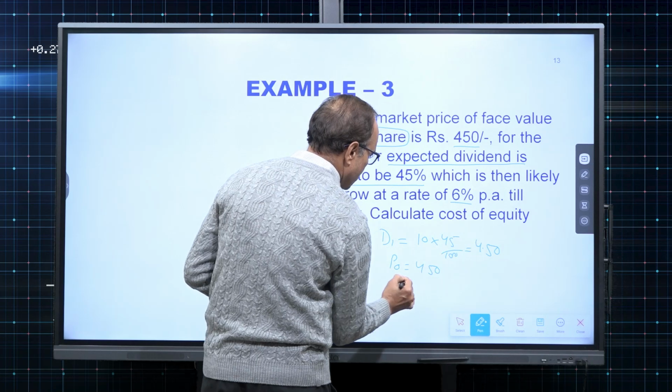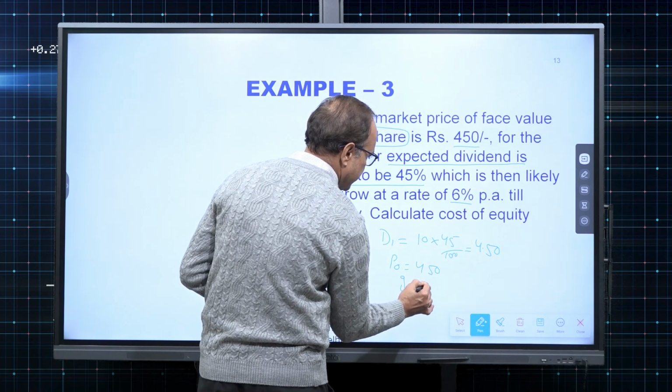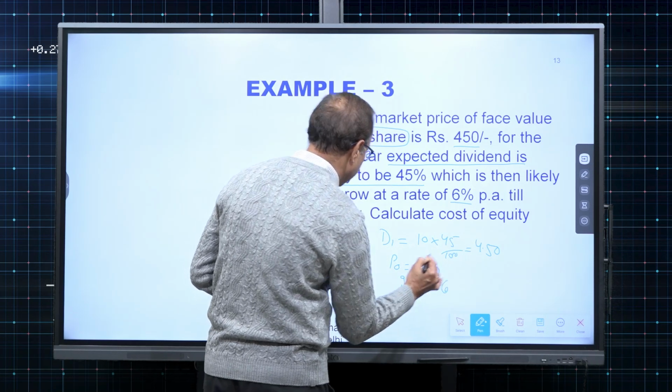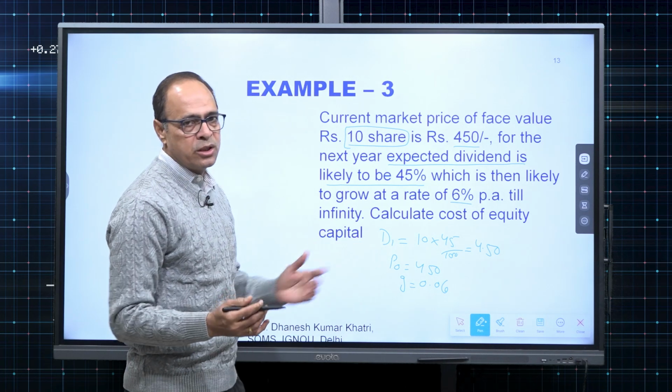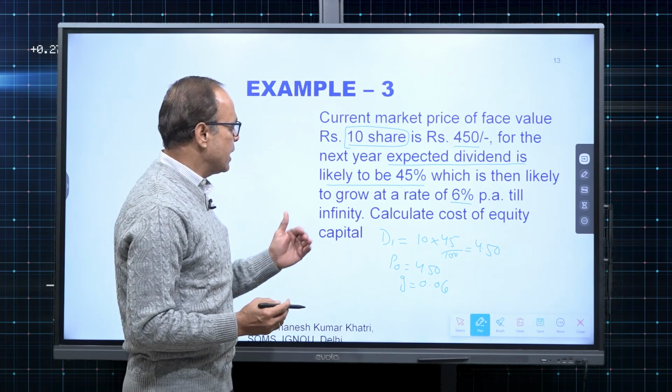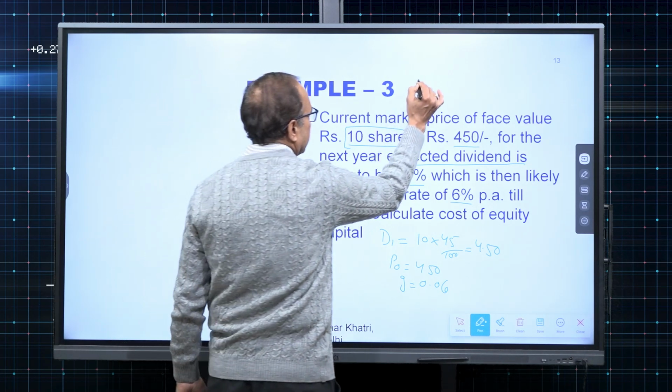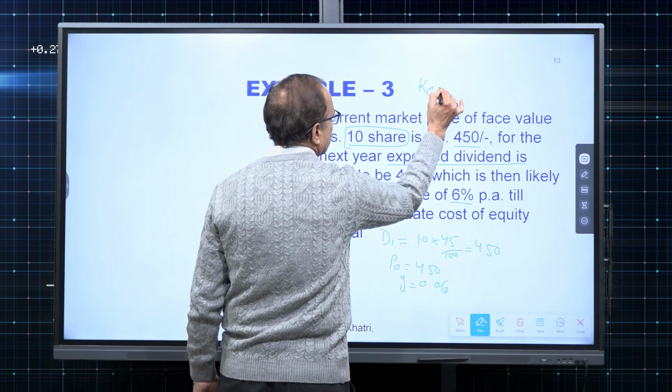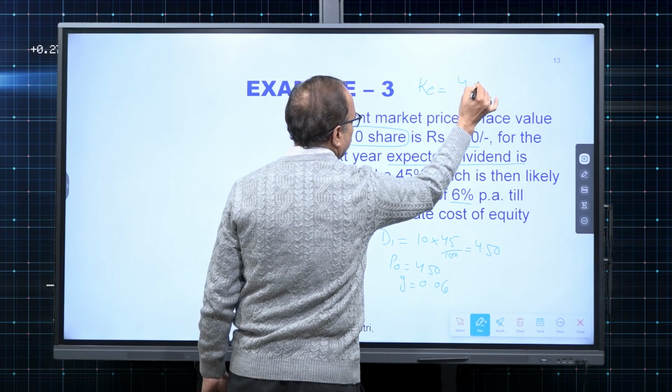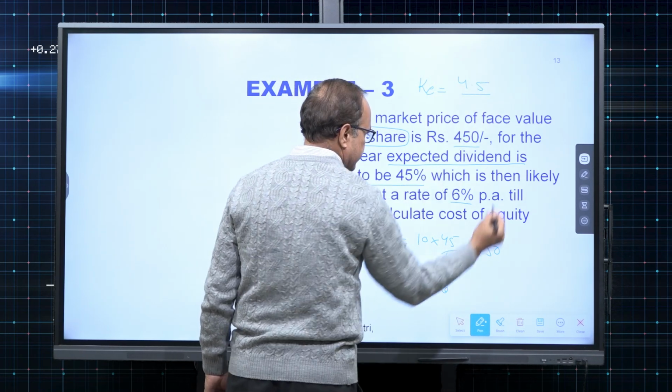Dividends are likely to grow at a constant rate of 6% year on year till infinity. So simply all the parameters are there with you. You can apply the fundamentals and calculate cost of equity. So cost of equity will be 4.5. We are straightway given next year's dividend.